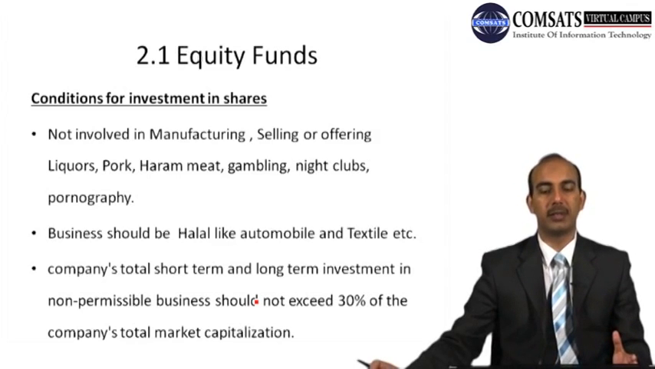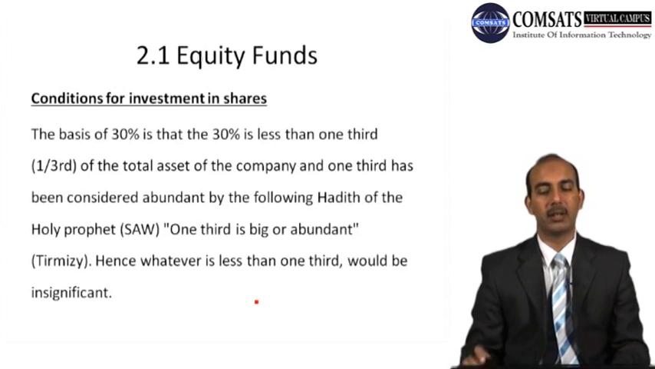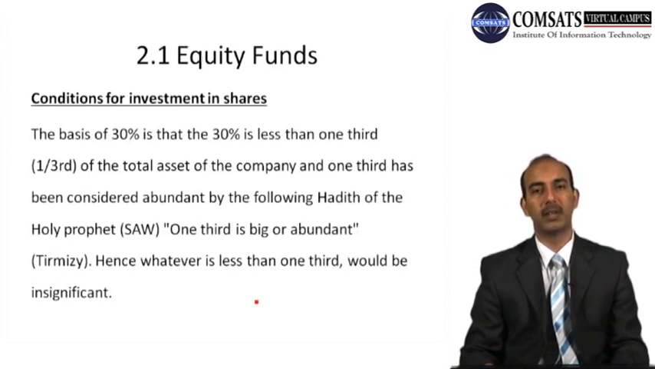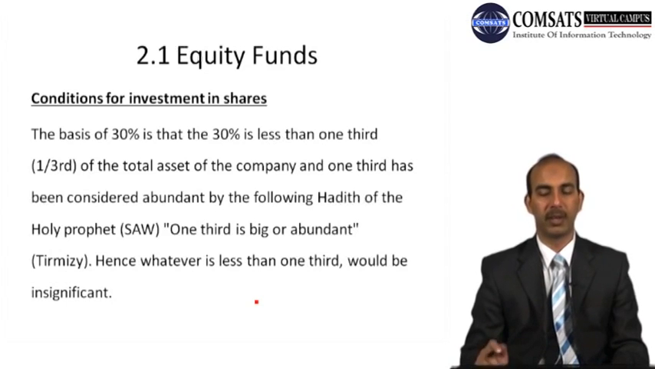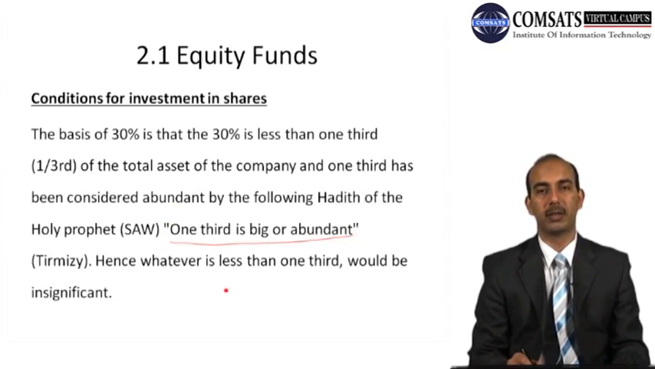Now what is the logic of this 30%? The basis of 30% is that 30% is less than 1/3 of the total assets of the company, and 1/3 has been considered abundant by the following hadith of Prophet sallallahu alaihi wasallam. The Prophet sallallahu alaihi wasallam once said that 1/3 is big or abundant. So it means if there is some figure of 33%, it will be considered a big and considerable amount.